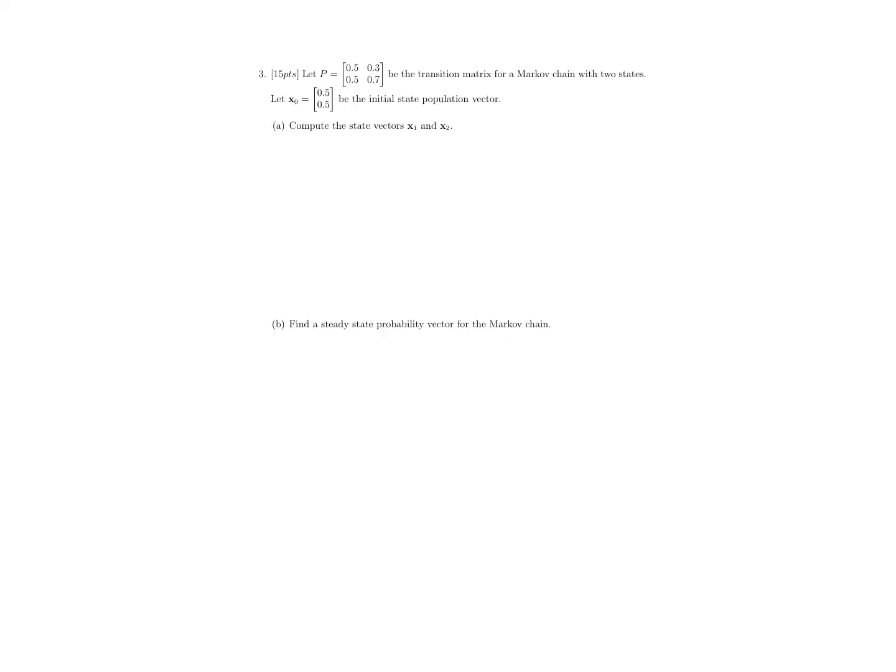Okay. This one we worked out in class, so I'll kind of talk through it. So we can find x1, which is P times x naught, which is 0.5, 0.3, 0.5, 0.7 times x naught, which is 0.5, 0.5. So after one iteration, we end up with 0.4, 0.6.